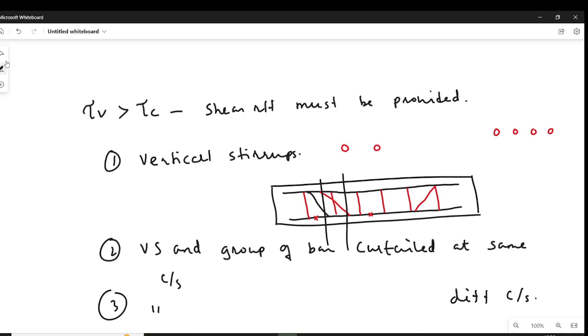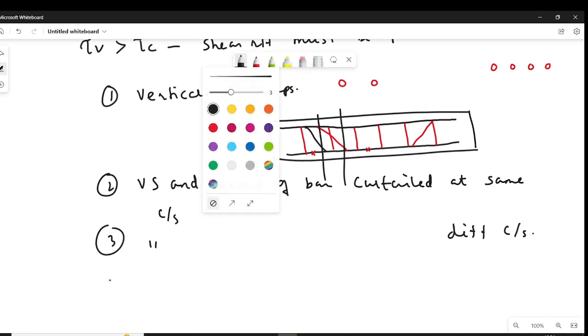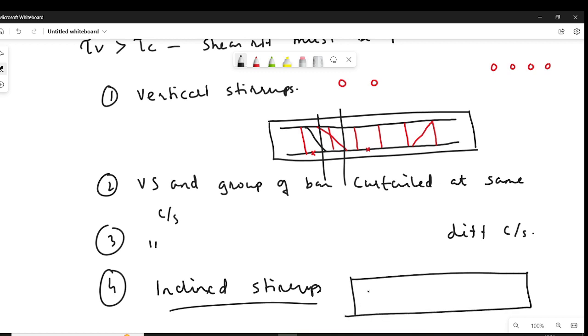The fourth way of providing shear reinforcement is inclined stirrups. Providing inclined stirrups. I think we are no longer providing inclined stirrups. How are these provided? If this is the beam and these are the reinforcement at the top and the bottom, you are simply providing inclined stirrups like this, and this will take the shear.